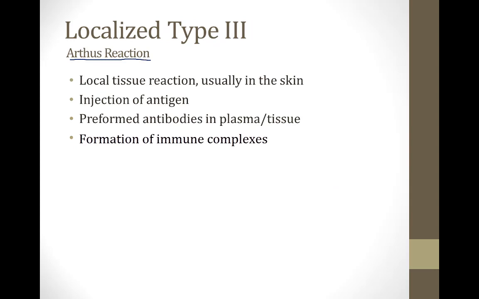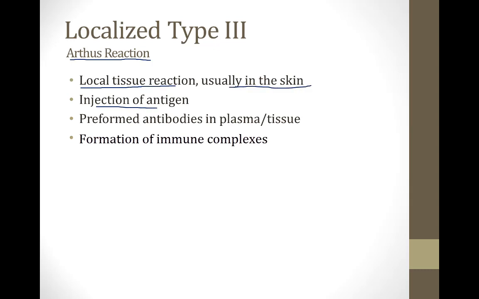The Arthus reaction is the other type of type 3 hypersensitivity reaction. It is also caused by antigen-antibody complexes. However, the complexes don't circulate in the plasma and deposit in tissues. Instead, they form within the tissues where they cause disease. This is a local reaction, not systemic like serum sickness. It's usually in the skin.